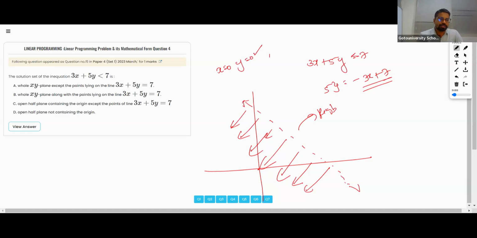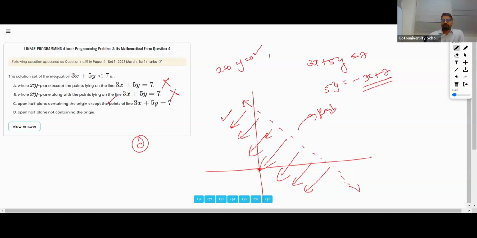Now, can you answer the question? It is the open half plane containing the origin. Yes, containing the origin, except the points of the line. Yes, this is the answer, option C. What about option A? It's the whole xy plane. It cannot be the answer. The whole xy plane cannot be the answer.